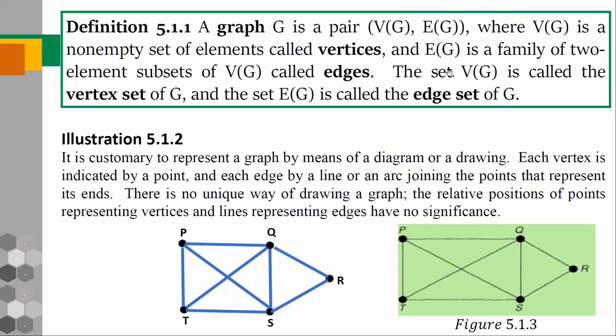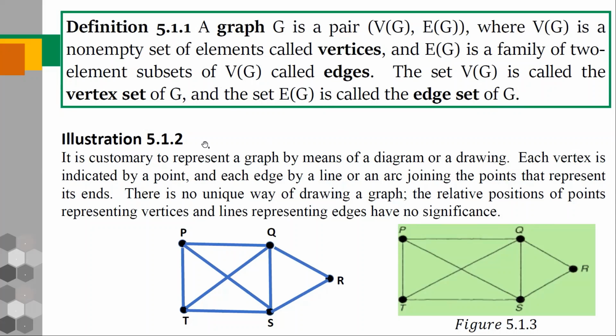O siya naingon nga ang E of G is dili siya non-empty. So the set V of G is called the vertex set of G, and the set E of G is called the edge set of G. So to illustrate, it is customary to represent a graph by means of a diagram or drawing.